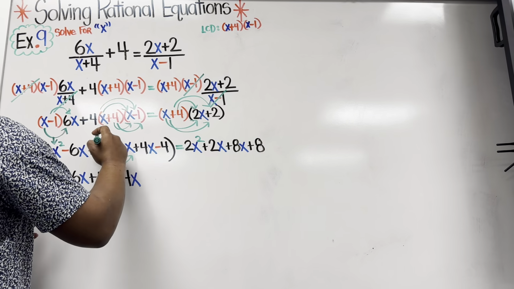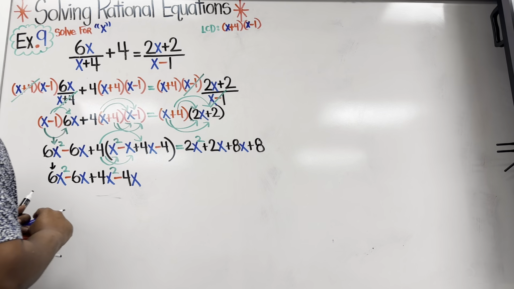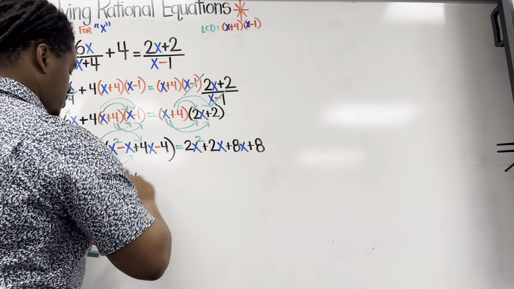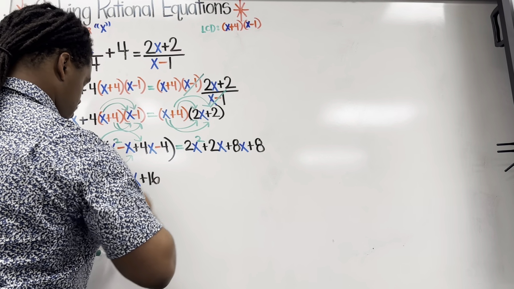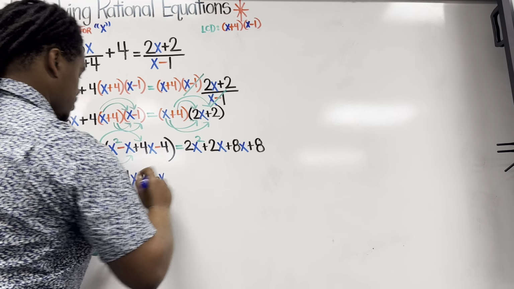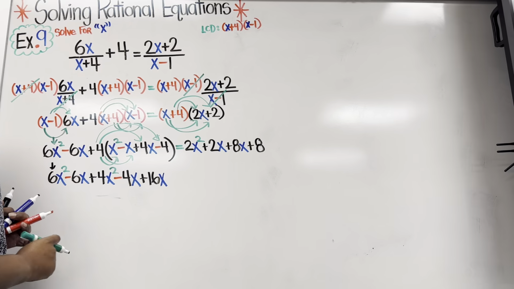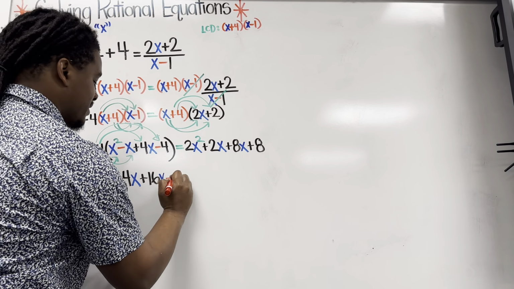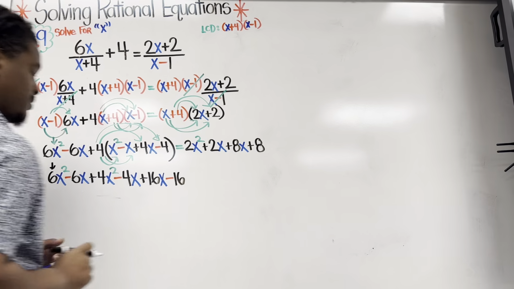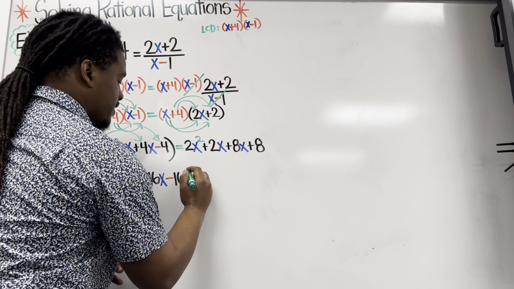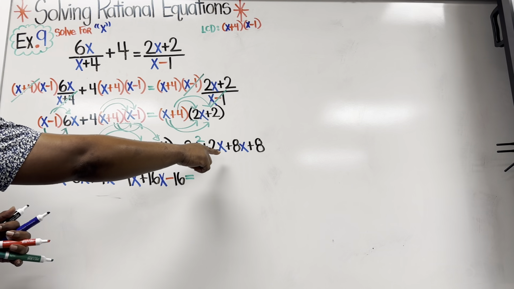Up here, I'm going to have 4 times 4x, which is 16x. So it's going to be plus 16x. And then back here, I'm going to have 4 times negative 4, which is negative 16. So it's going to be a minus 16. Okay? Equal everything that I still have on this side, which is still the 2x squared plus 2x plus 8x plus 8.